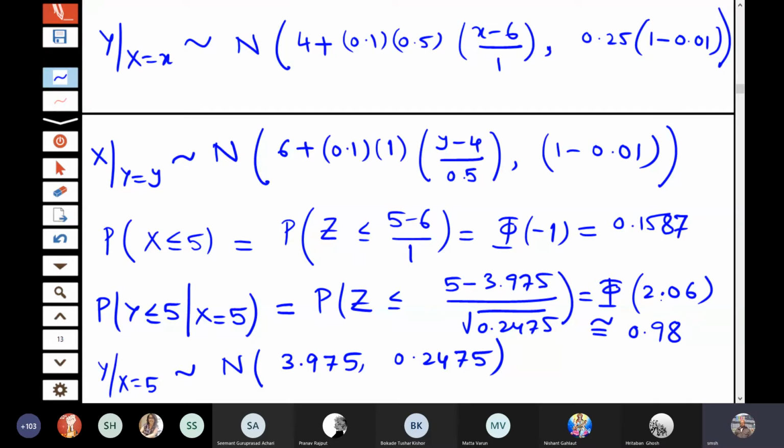So do you follow these calculations? If the joint bivariate is given, then you can obtain probabilities or the moments related to any one of them, that is marginal or conditional also, because they are univariate normal. Is that okay? Yes, sir.